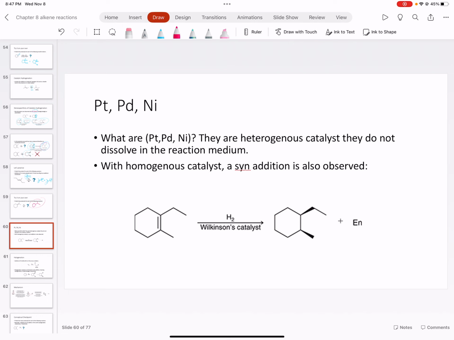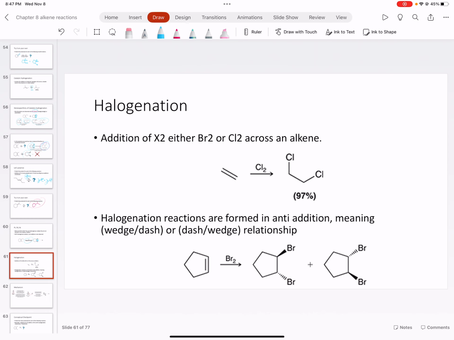So what are Pt, Pd, and Ni? They are heterogeneous catalysts. They do not dissolve in the reaction medium. With a homogeneous catalyst, syn addition is also observed. So you can technically see that there's not really a difference. We're still doing that syn addition of hydrogens. We're still adding those hydrogens in a wedge or dash relationship across a double bond.